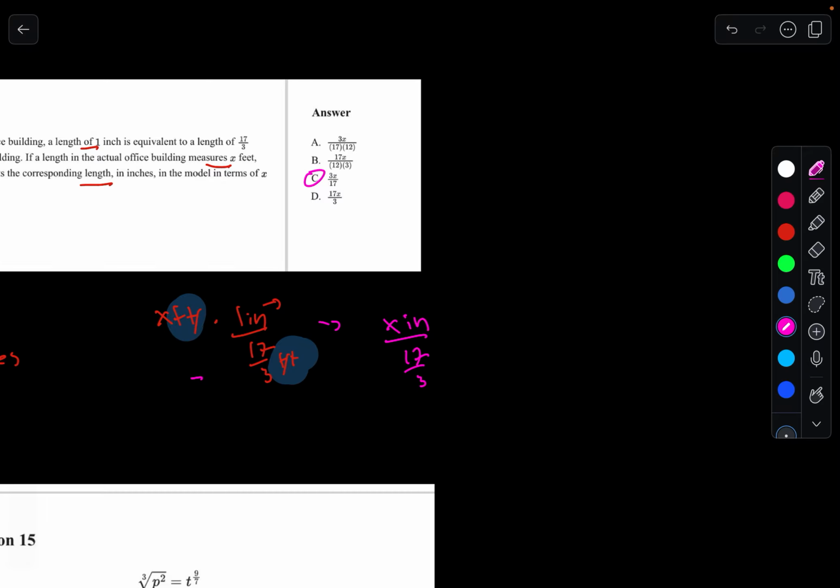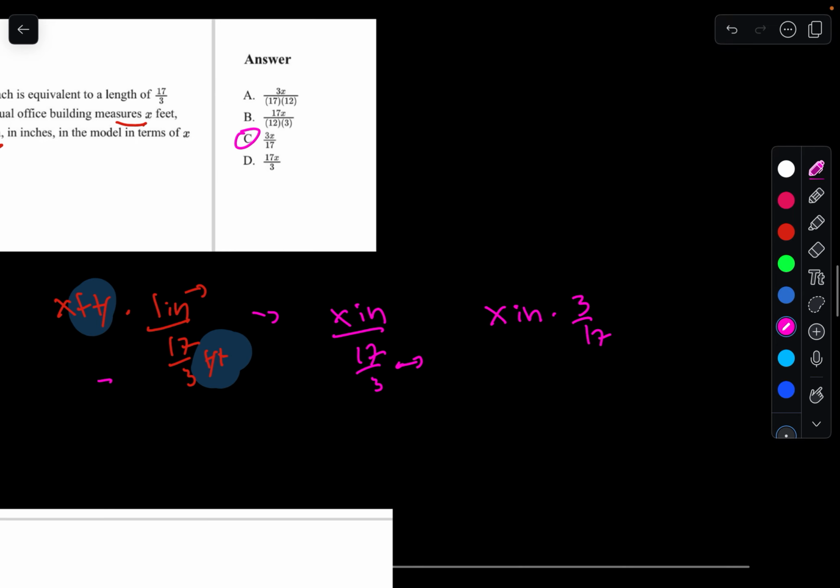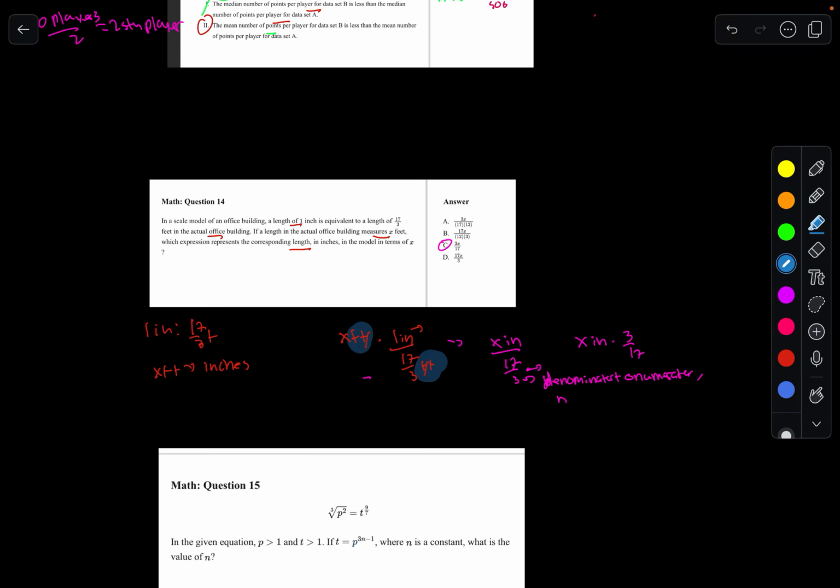This can seem kind of confusing, but essentially you just want to convert this to multiplication. So we can do that by x inches times 3/17. If you see how I did that, I put the denominator to the numerator, bottom goes to top. So basically, you just flip it, and that's equal to 3/17 x. Just C.